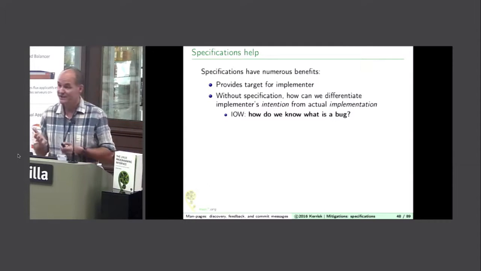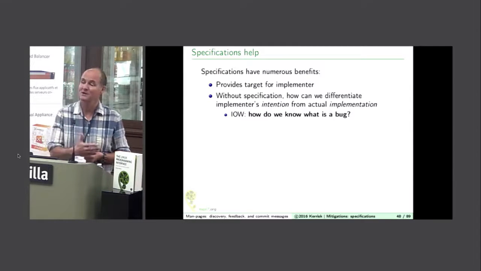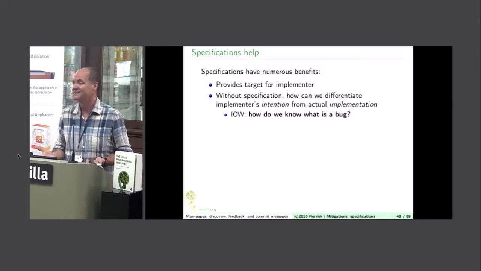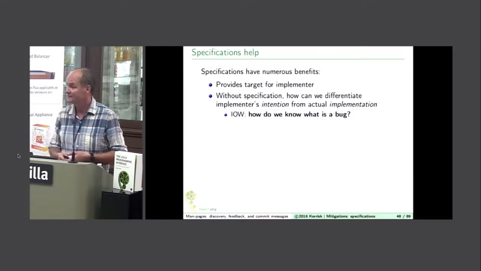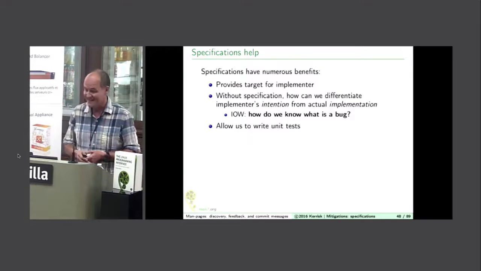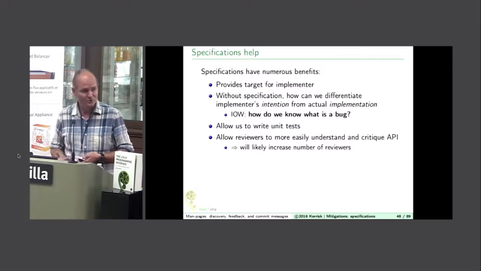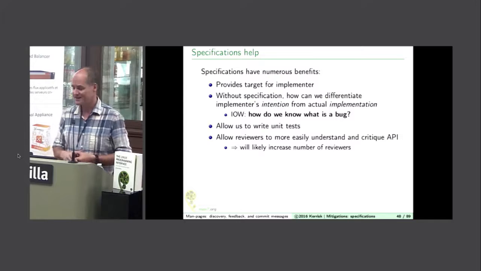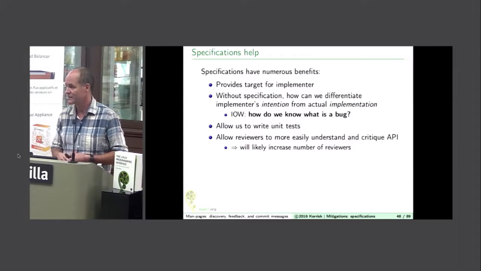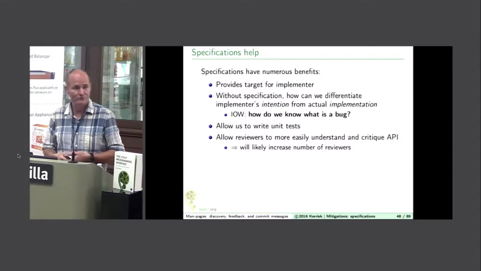Without a specification, how do we know the difference between what was implemented and what is intended? In other words, how do we tell there's a bug? We can write tests. And importantly, it allows reviewers to actually understand and critique your interface. And potentially, you increase the number of your reviewers.